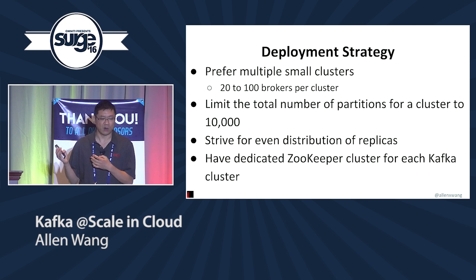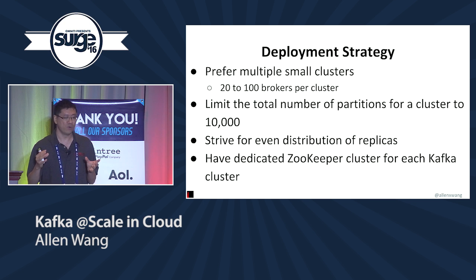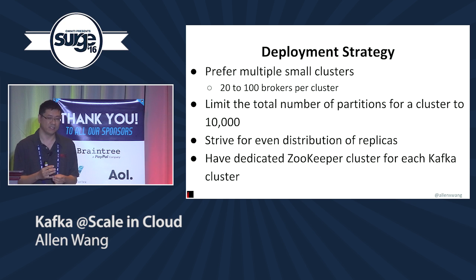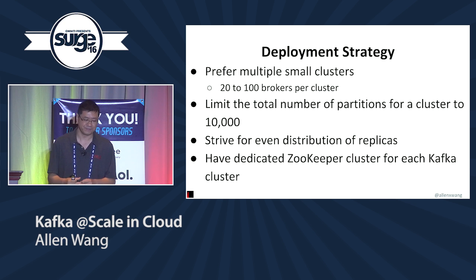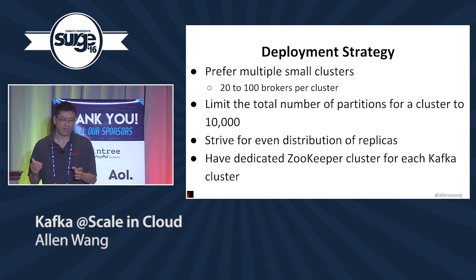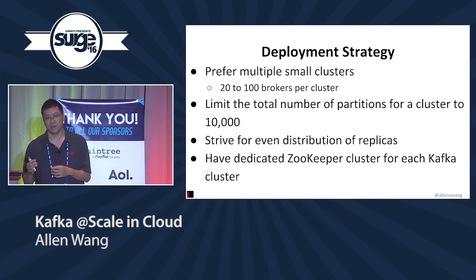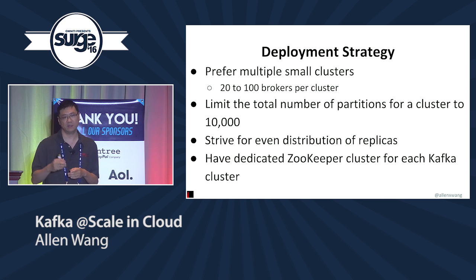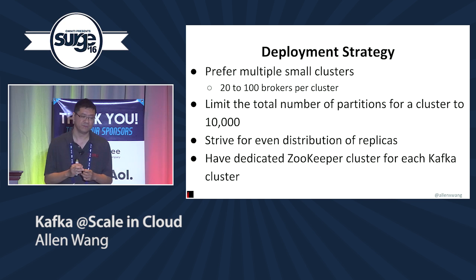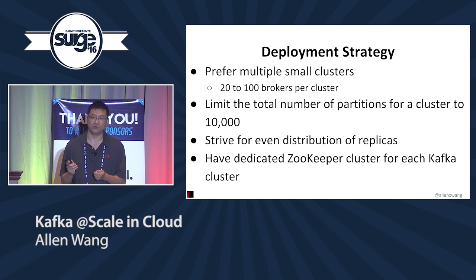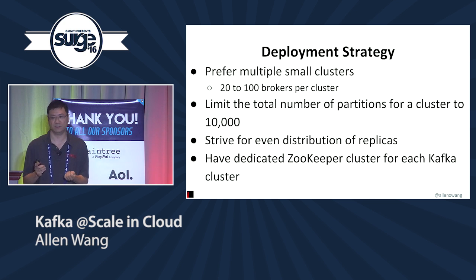So this leads to our current deployment strategy, where we prefer smaller and multiple clusters as opposed to one gigantic cluster. We now have between 20 to 100 brokers per cluster, and we believe that's the sweet spot for a Kafka cluster size. We also limit the number of partitions in the cluster to below 10,000.